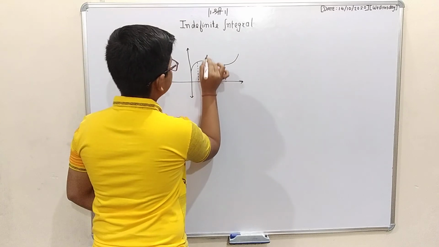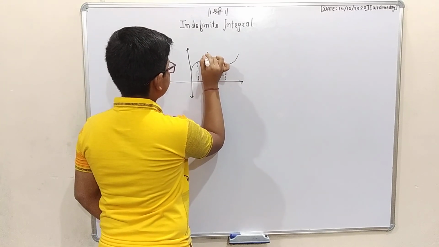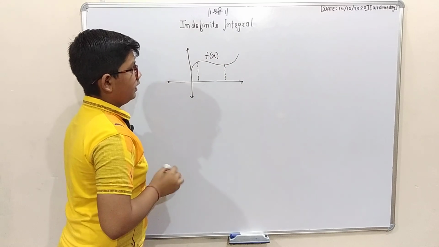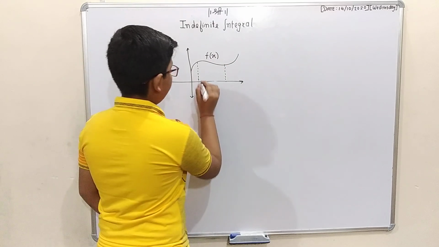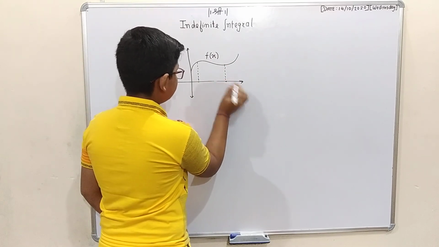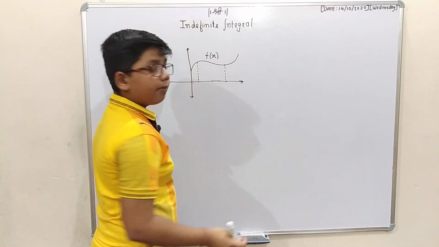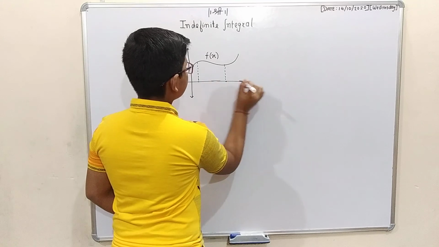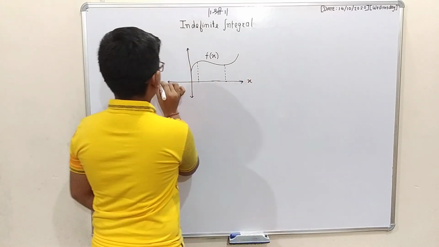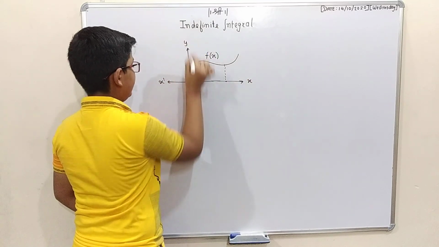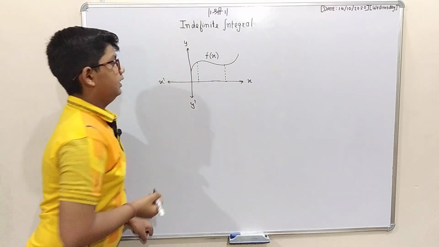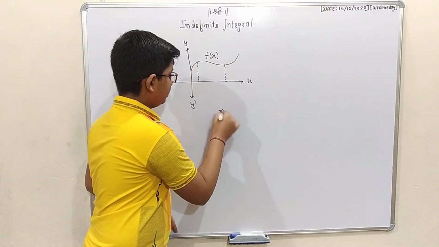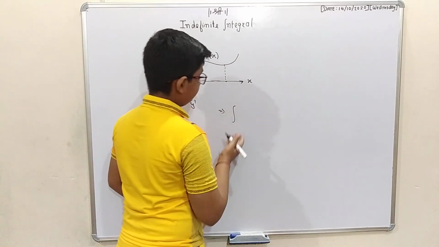Suppose in this curve, the function is f of x, and we have to find its area. Intersection points are not given, and those points are lying on the x-axis. So what will be its area? The area will be an integral.